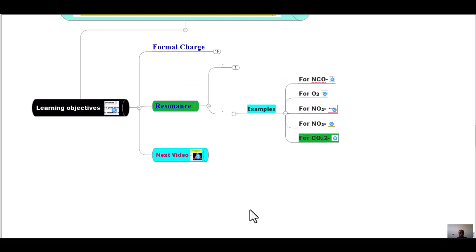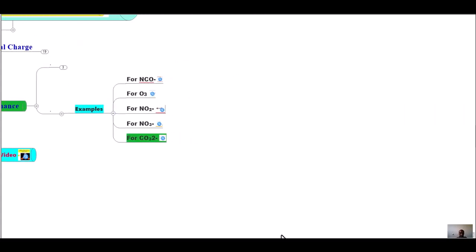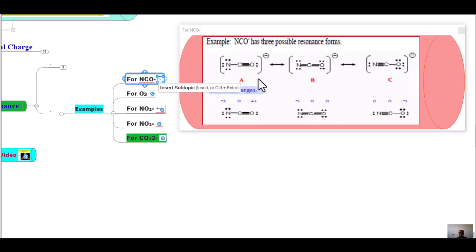We have 5 examples here. The first one is the resonance for this compound. For this compound, we have 3 resonances. The first one is this one, the second one is this one, and the third one is this one. So you can adjust the bonding by moving the pair of electrons. Which one is the more preferable? The first one, A, B, or C? Which one is the most preferable?